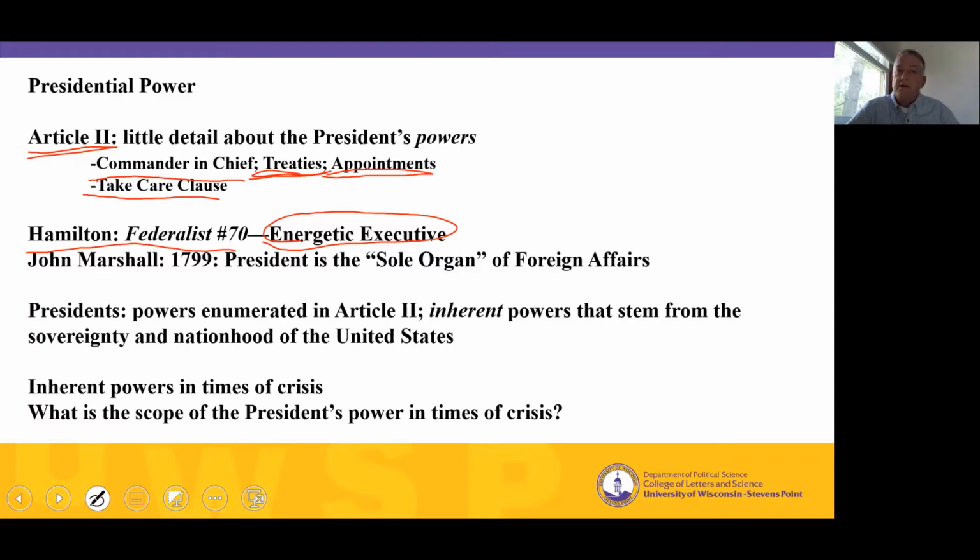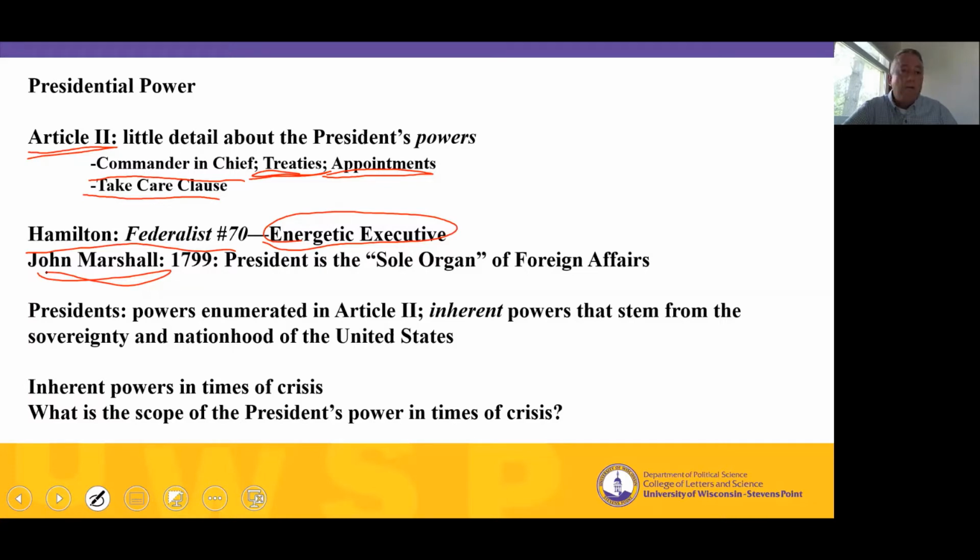Other Federalists thought the same way. So, for example, John Marshall, yep, he's the same guy, Chief Justice John Marshall in 1803 with Marbury versus Madison. Back in 1799, he's a member of the House of Representatives from the state of Virginia.